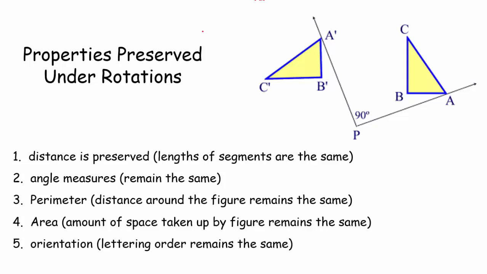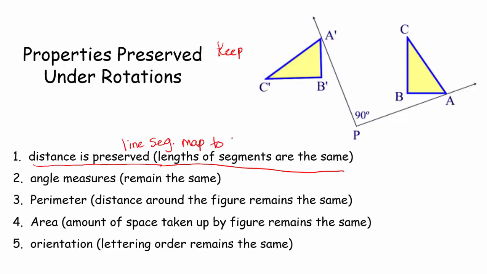Excellent job. So these are the properties that are preserved under rotations. Remember, preserve just means what do we keep? What do we keep about those figures? First of all, we keep distance. The distance is preserved, which means the lengths of the segments are the same. Remember, line segments map to line segments, which means they're going to have the same measurement. Angle measures remain the same, so angles map to angles because these are rigid motions.